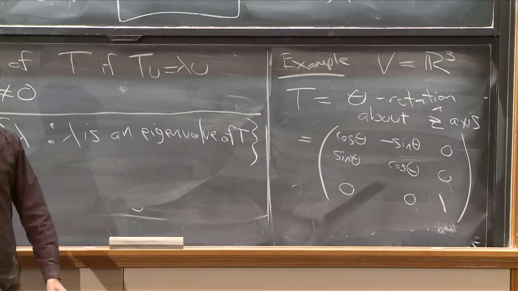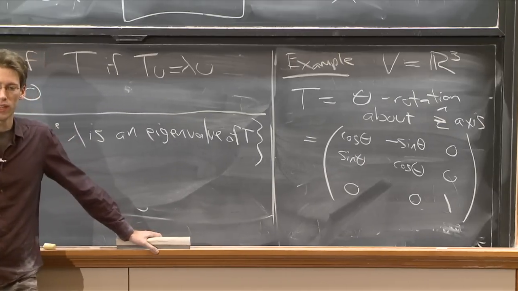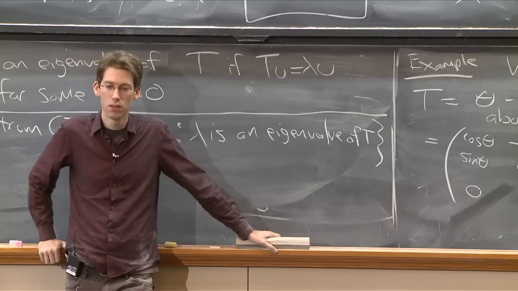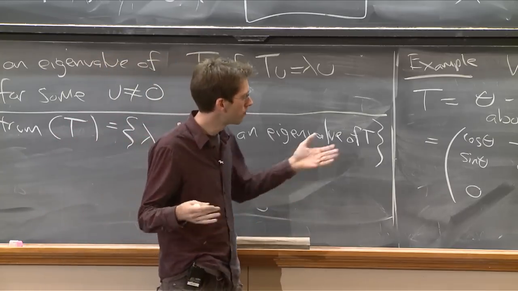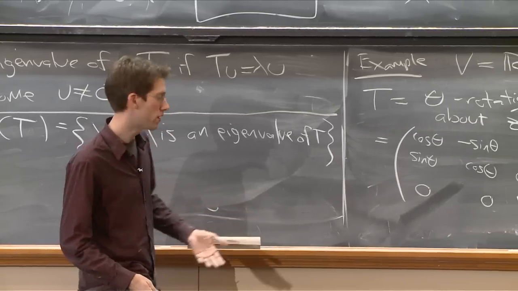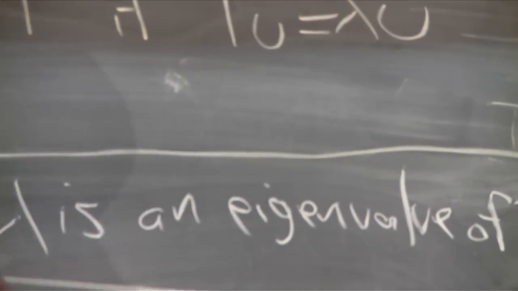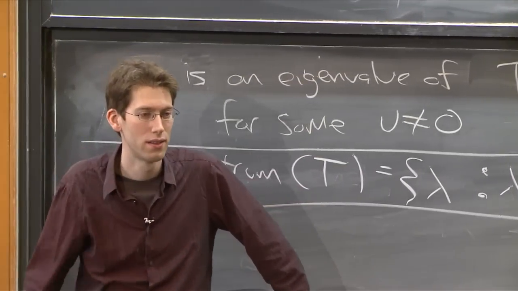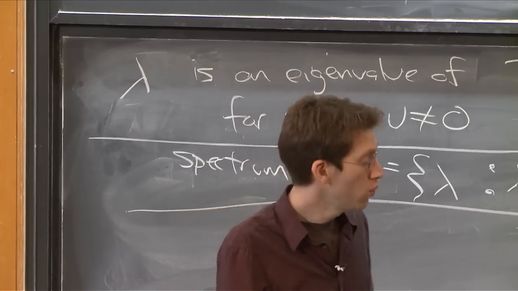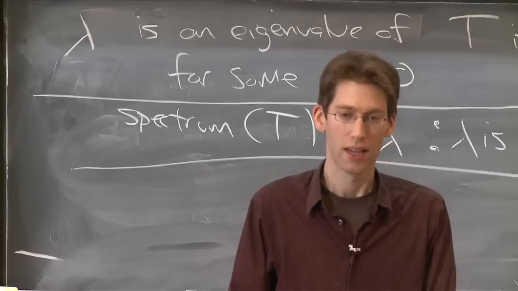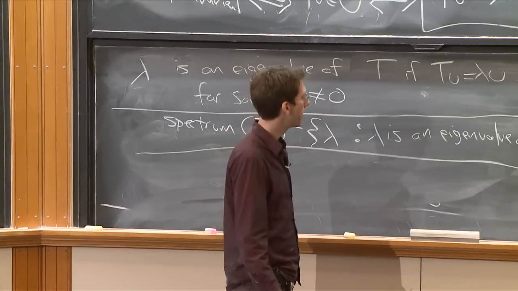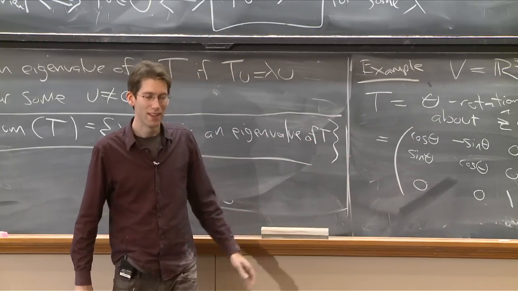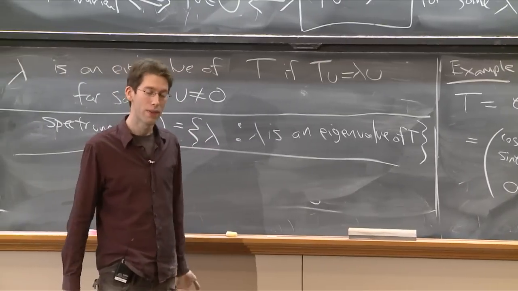So what is an eigenvalue? Can anyone say what an eigenvalue is of this matrix? 1. Good. And what's the eigenvector? The z basis vector. Right. So it fixes the z basis vector. So this is an eigenvector with eigenvalue 1. Does it have any other eigenvectors? Yeah. If you go to the complex plane, then yes. If you are talking about complex numbers, then yes. So it has complex eigenvalues. But if we're talking about a real vector space, then it doesn't. And so this just has one eigenvalue and one eigenvector.